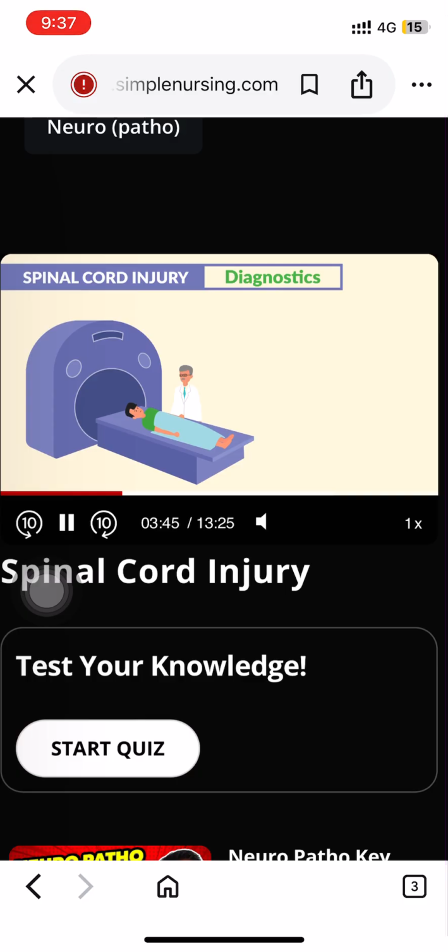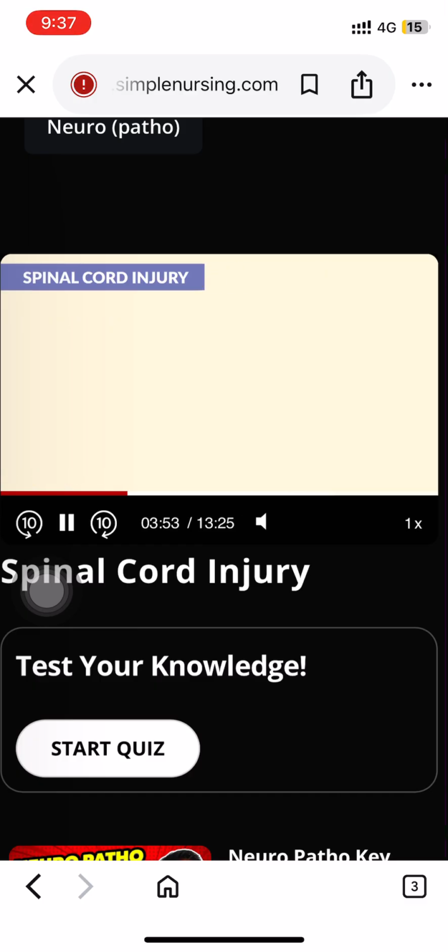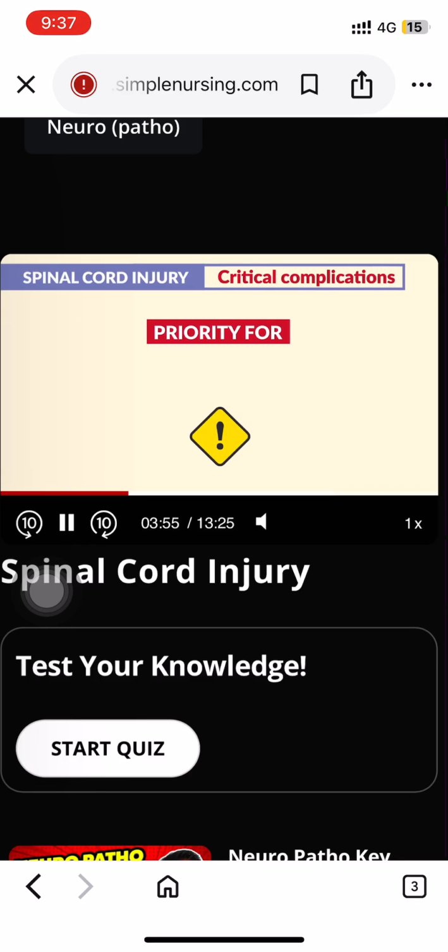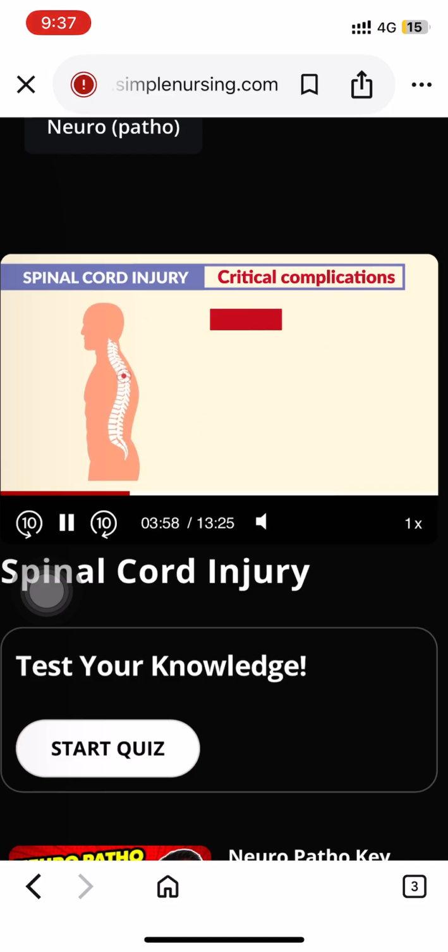Now, diagnostics are very simple here. We just simply take a picture of the body. So X-rays are done after trauma, as well as a CT scan and MRI. But really, the critical complications are priority for the NCLEX. And ATI had a question about neurogenic shock.